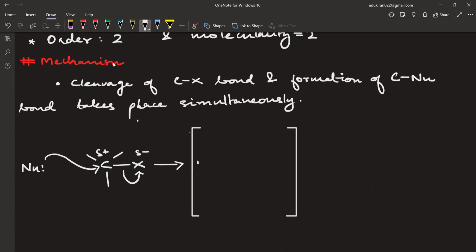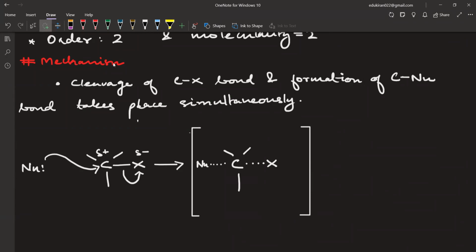And then what will happen? You will see that the nucleophile is forming a bond with carbon, and at the same time, the carbon-halogen bond is being broken. Okay, this is known as the transition state.